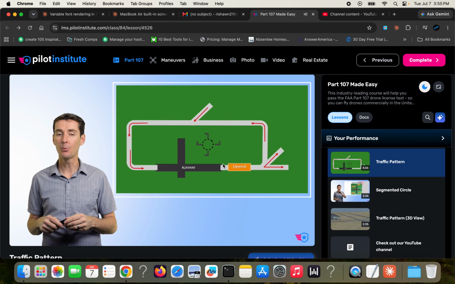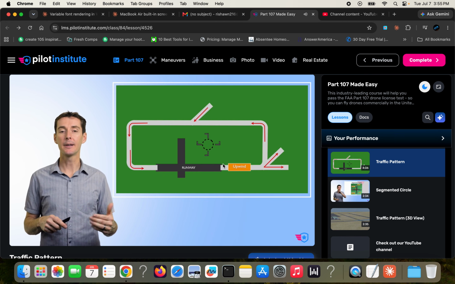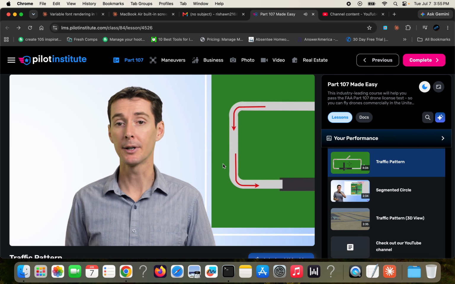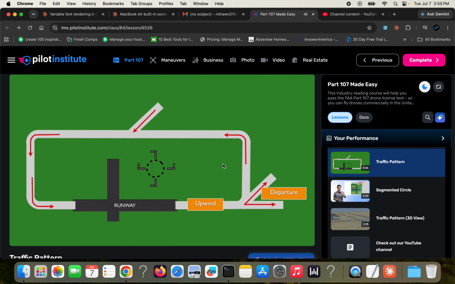Now, why is it called the upwind? When we take off and when we land, we always want to be into the wind. That's the best way to get the best performance out of the airplane. So that's why we call it upwind. We're going up against the wind. There's two options here. Either the pilot is going to remain in the pattern, or the pilot is going to go away from the pattern, in which case they're going to go into the departure leg of the pattern.